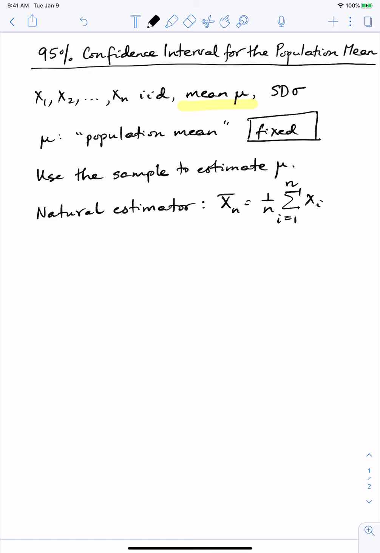You know, for example, that it's unbiased, you know how to find its variance, and so on. You also know that if the sample size is large, then the distribution of the sample mean is roughly normal.